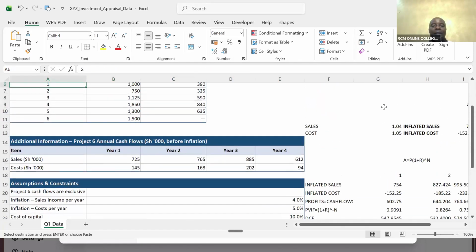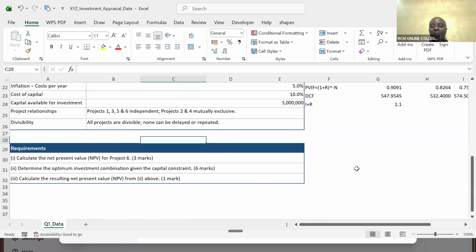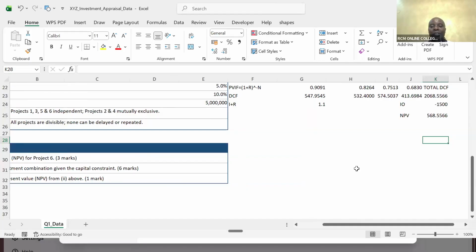Remember, we had this dash for project 6, so you can easily come and paste it. Page down. Great.